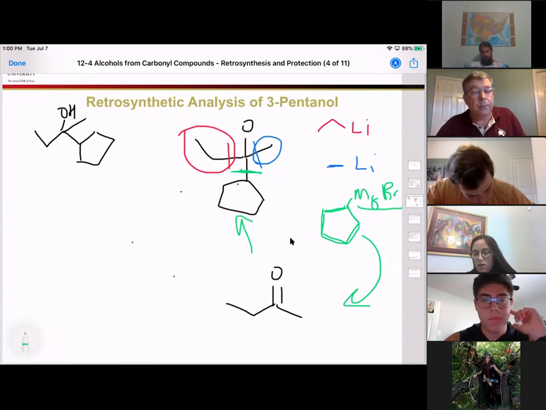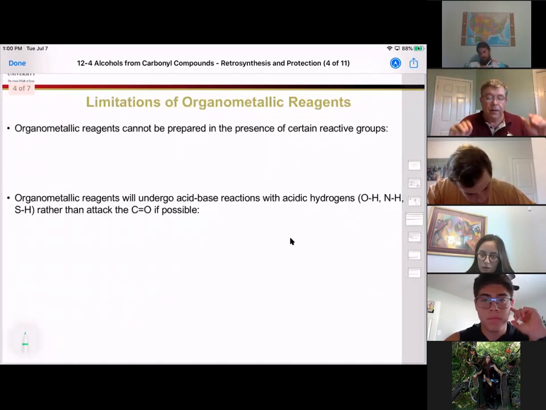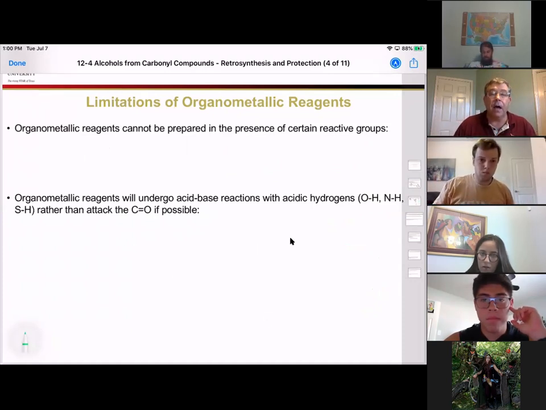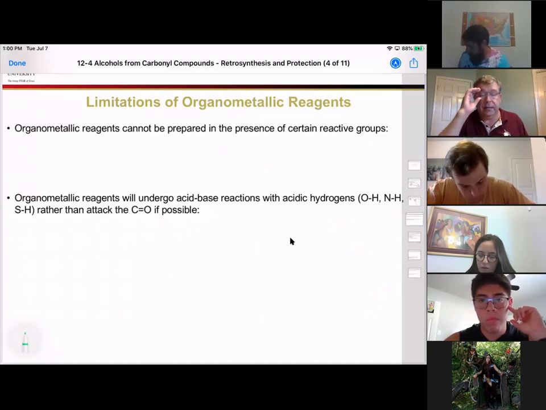Okay, so what you'll see is that as you go through the book and the problems in the book, this will come up time and time again. How do I make this? What were my starting materials? And this is kind of an approach on how to do that with these organometallic reagents. Okay. So I said before that because these organometallic reagents are very basic and are very strong nucleophiles, there's a lot of restrictions with the substrates you can use, the things you can react it with, or even the solvents you can have these reactions in, okay?